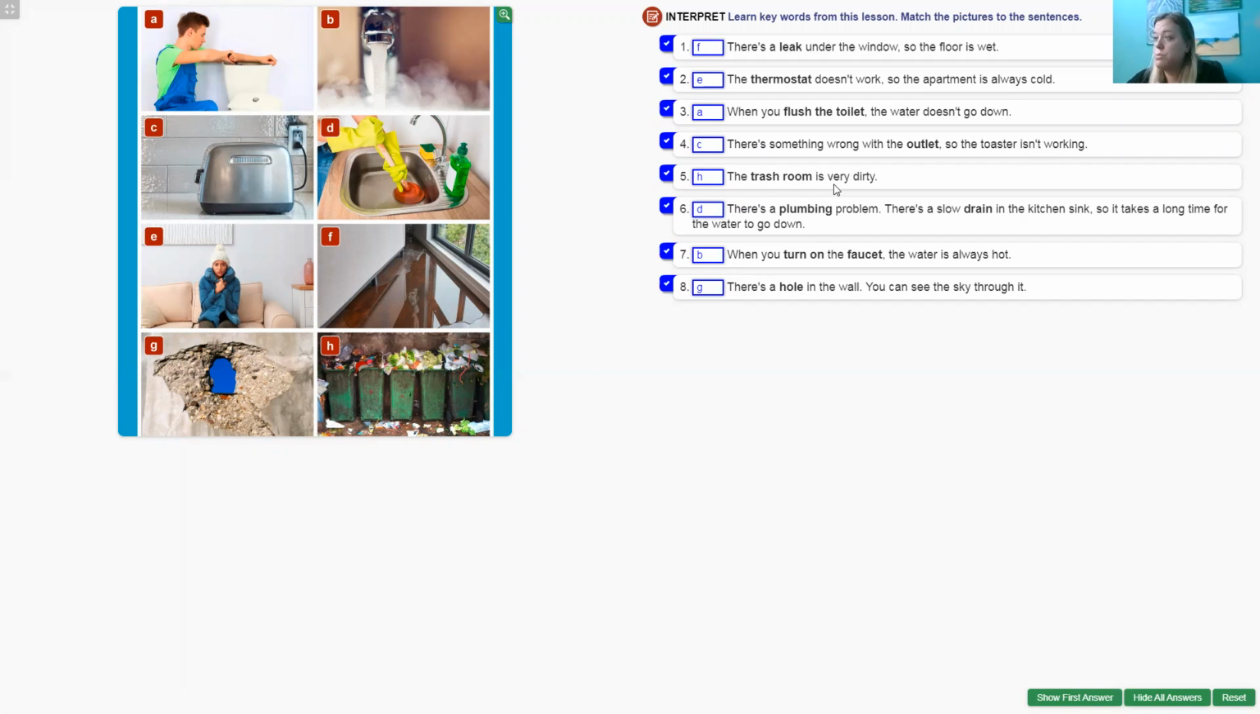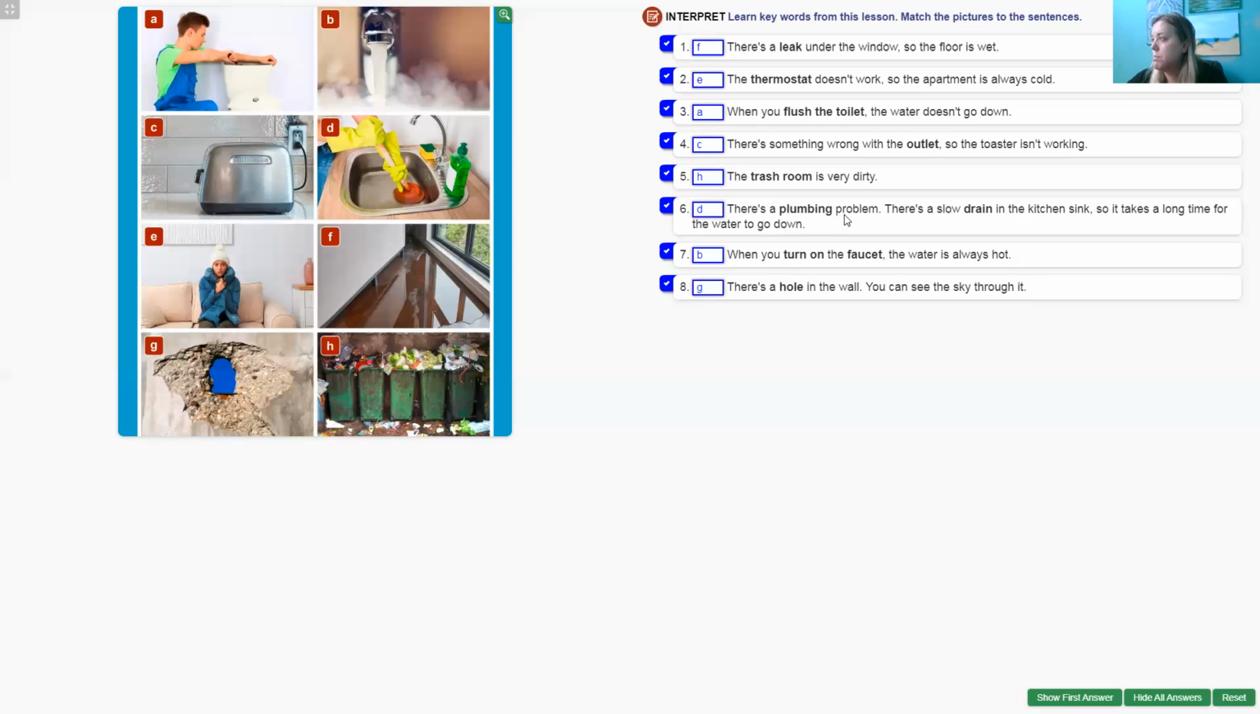Five, the trash room is very dirty. This is letter H, oh my. Right? When you live in an apartment, you may take your trash to one location, and this is very messy, very dirty. Look, there's even a Santa Claus hat.